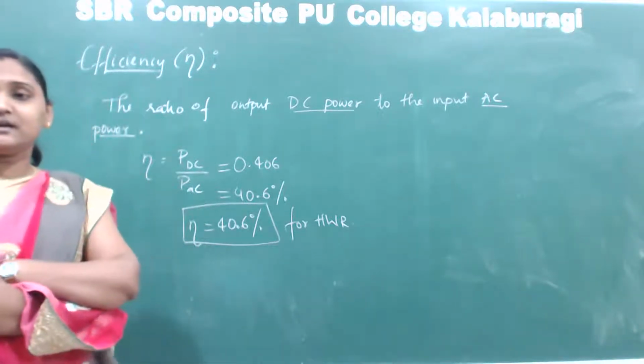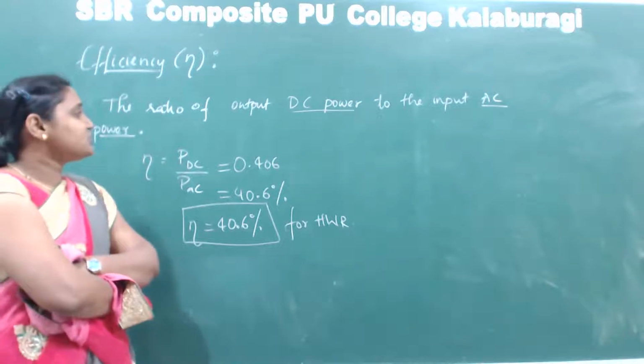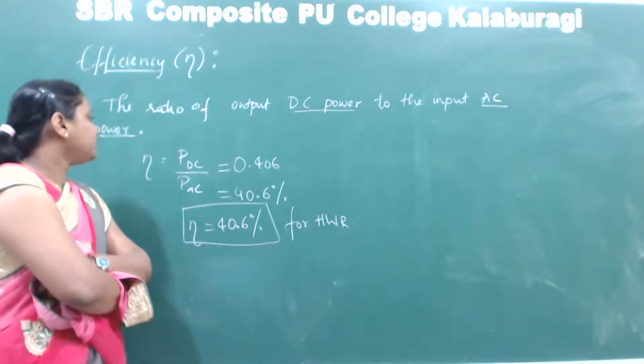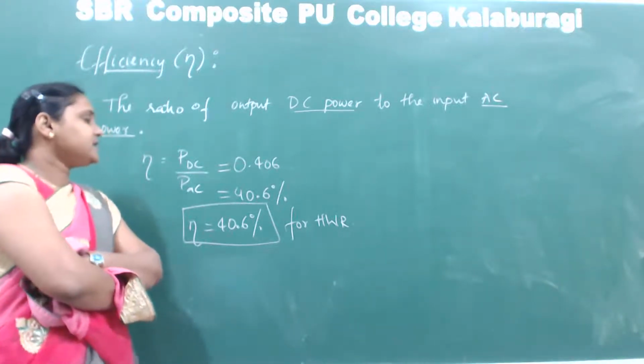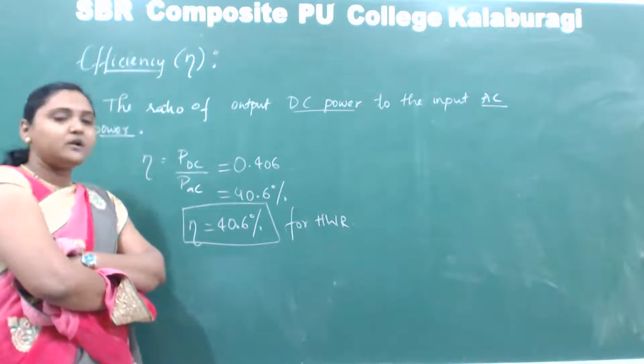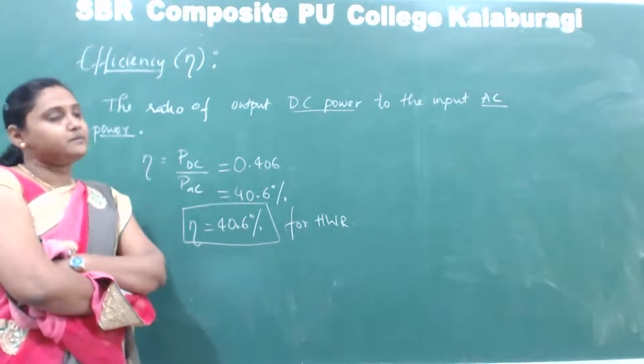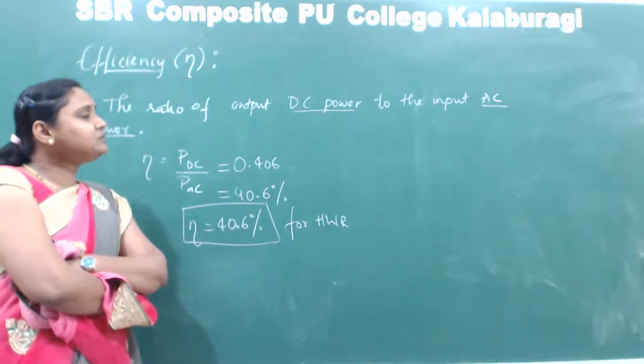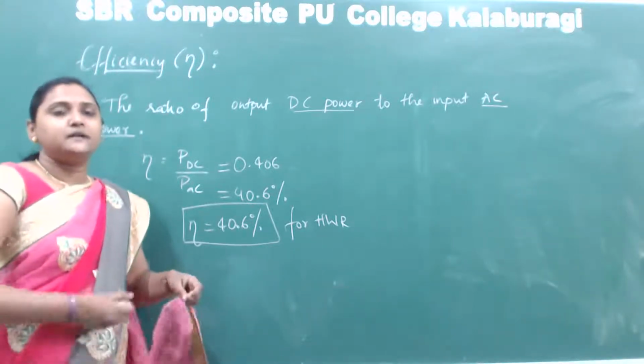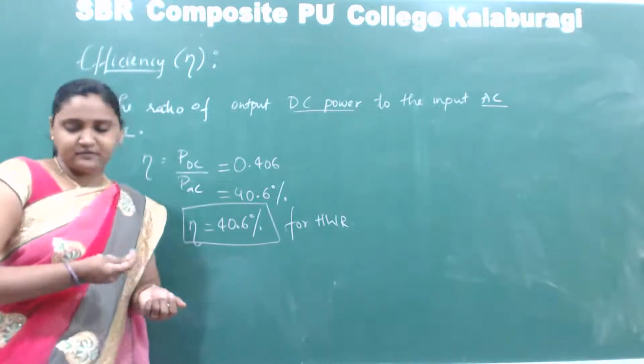And also we have seen the efficiency, where efficiency is the ratio of output DC power to the input AC power, PDC by PAC, and that is 40.6% for half wave rectifier. These are the typical values for half wave rectifiers. Now we will move to the next rectifier, that is a full wave rectifier.